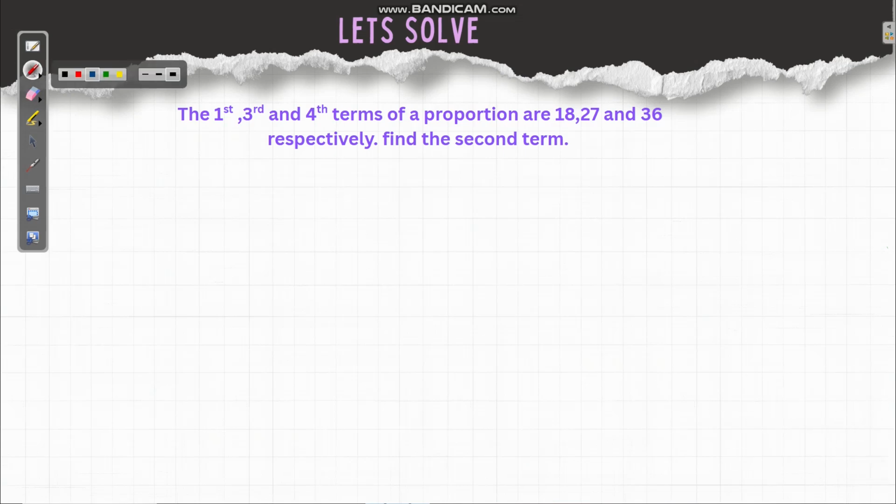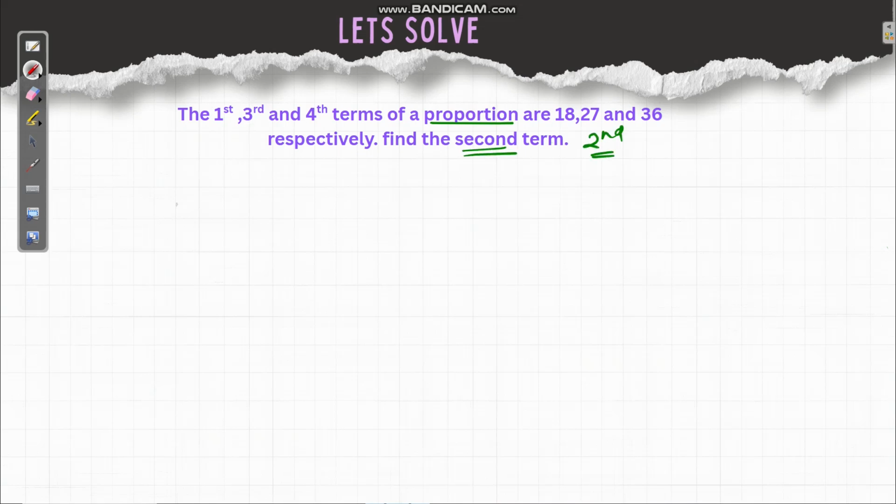Now, let's see a type of example, okay? The first, the third and the fourth term of a proportion are 18, 27 and 36 respectively. Find the second term. They have said they are in proportion. Whenever they are in proportion, you use the formula that is product of extremes is equal to product of means. First of all, we have to find the second term, okay?